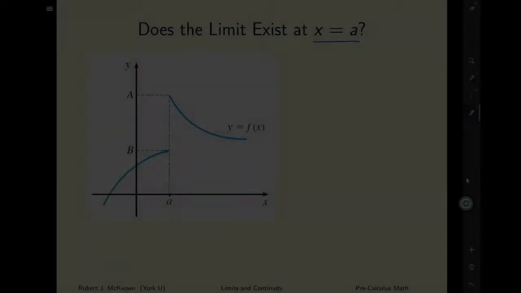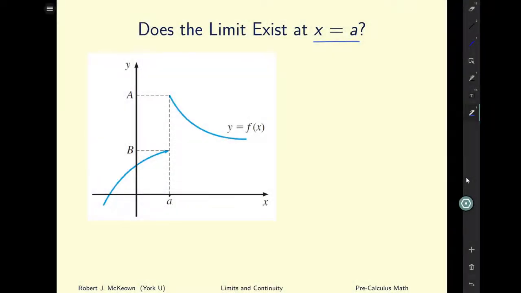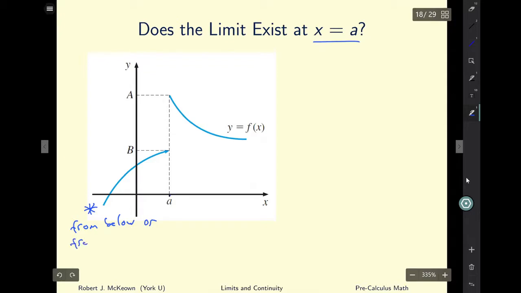Look at this next example. So you can see here we've got some value a, some x equal to a down here, and we want to know if the limit exists when x is equal to a. Notice first of all that if we start from below, from the left, looking at the diagram, as x gets larger and we're moving to the right, the limit is approaching b.